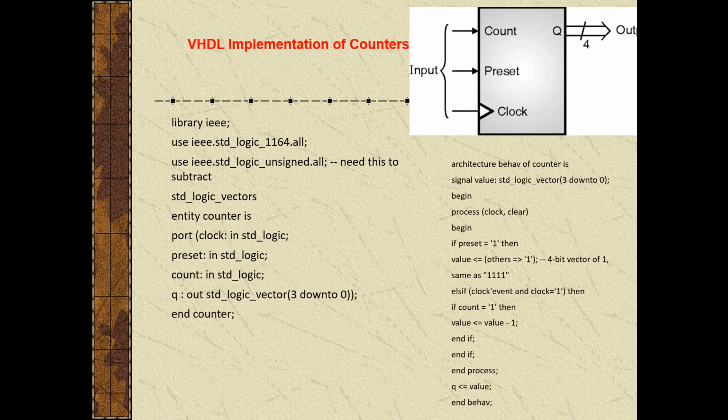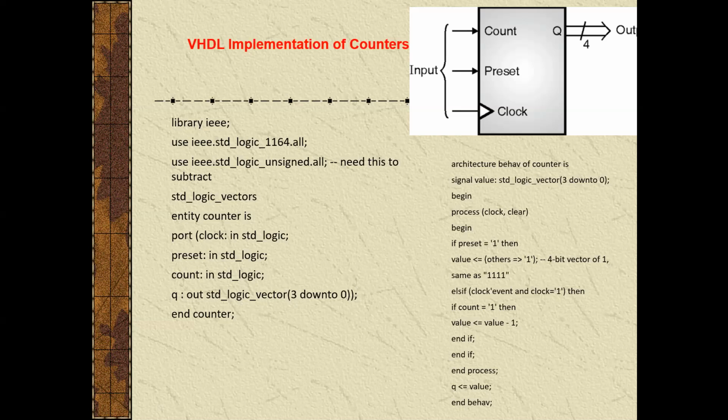So we have to mention in the process by using a bracket. There are two signals, clear and clock, or preset here. There is a preset signal. We have to mention the clock, then we have to begin. If preset equal to 1, then the value should be preset.